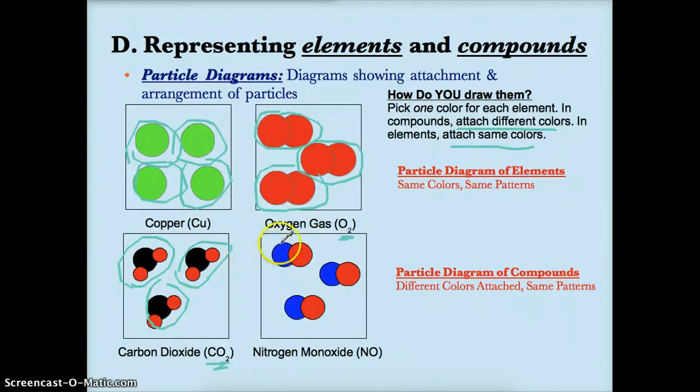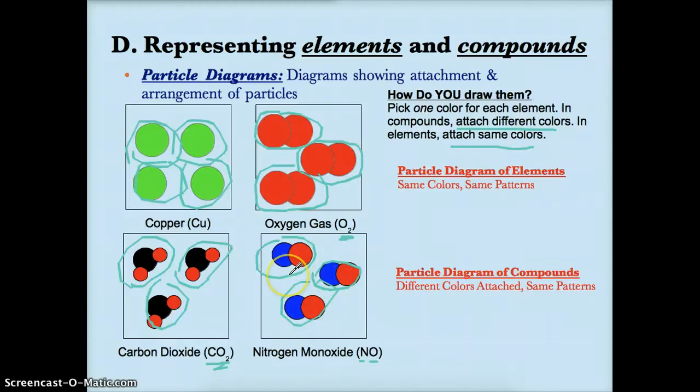All right, with nitrogen monoxide, I chose blue to represent N and red to represent O. So with nitrogen monoxide, or NO, in each unit, obviously, I have to have 1 N, 1 O, or 1 blue N, 1 red O. So in each unit I put 1 blue N and 1 red O.